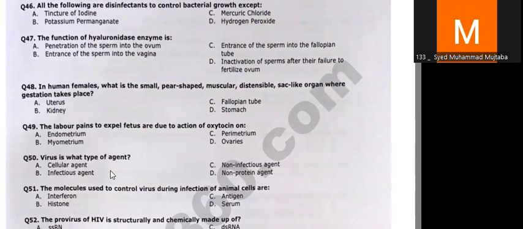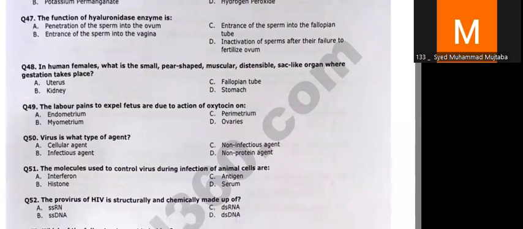Now, question number 51. The molecules used to control viruses during infection of an animal cell are, of course, interferons, which are inflammatory markers released by the host's immune system. Now, HIV is a virus, and HIV stands for human immunodeficiency virus. However, we must remember that it requires an enzyme called reverse transcriptase, which enables the RNA in it to be converted into DNA.